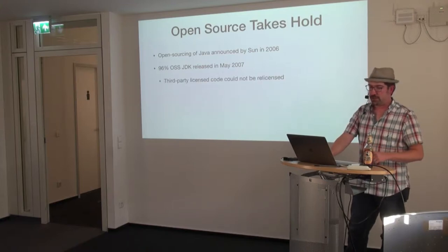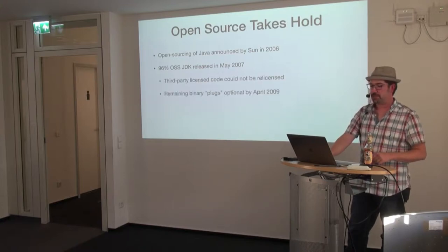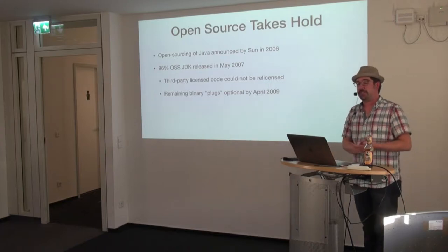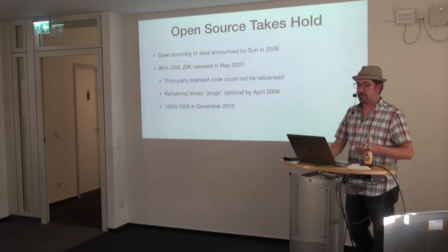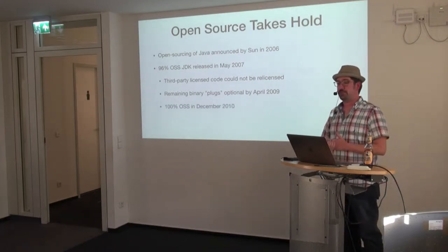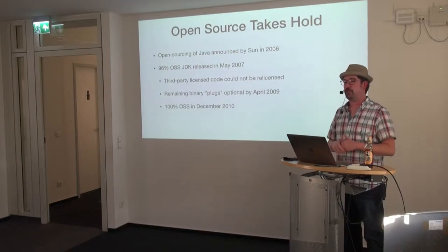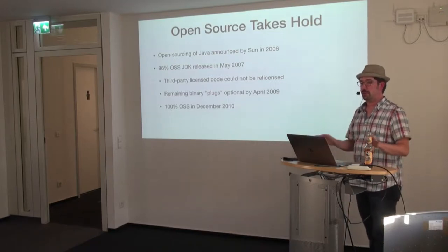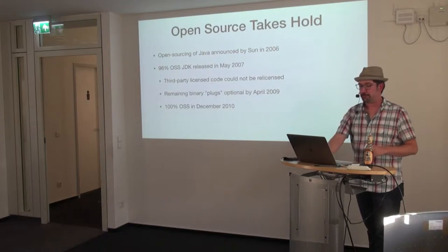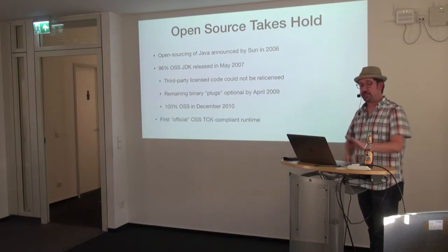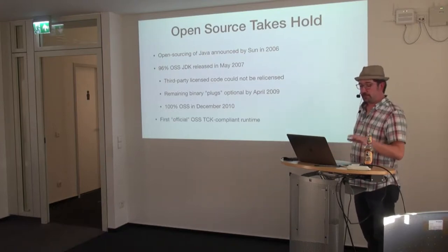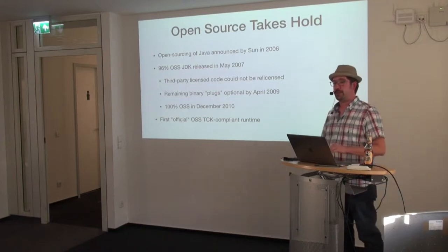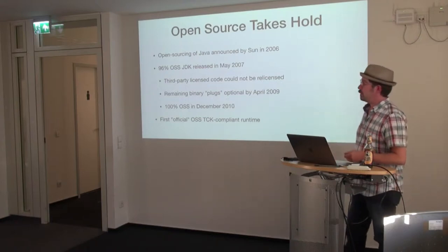Yep, that was the plugs. The third-party license code couldn't easily be relicensed. But by April 2009, those plugs were optional, and then by 2010, shortly before the release of Java 7, it was actually fully open source. There were no more closed source dependencies in the JDK. And so this was, then, the first really TCK-compliant open source runtime.